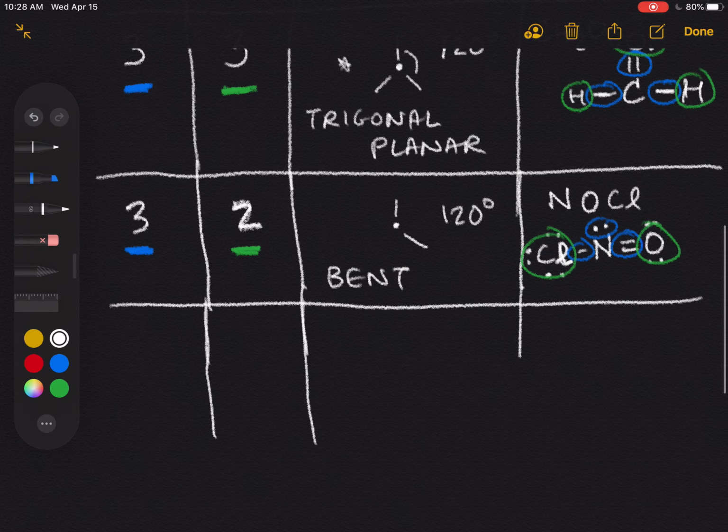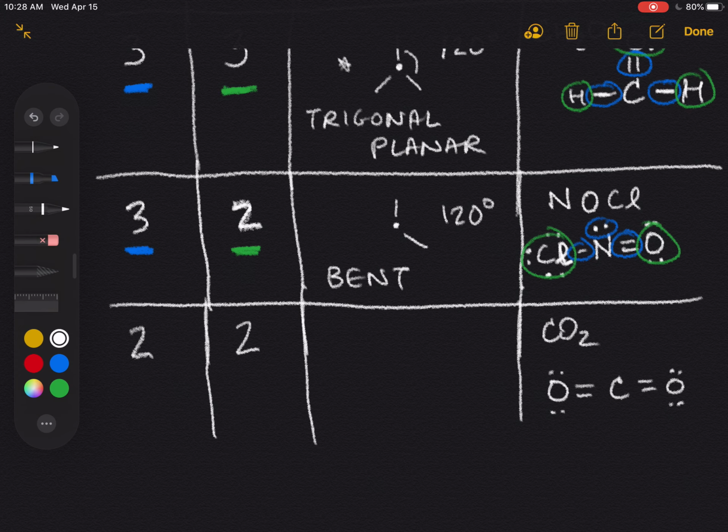All right, we got one more. So our last example is a case where, well, you can see where this is going to go, where we're going to have two regions of electrons and two atoms bonded. The classic example of this is CO2. So we've got a carbon double bonded to an O. We've got double bonds, and so a double bond counts as a single region of electrons. So we've got two regions of electrons, and we've got our two atoms bonded to the central atom.